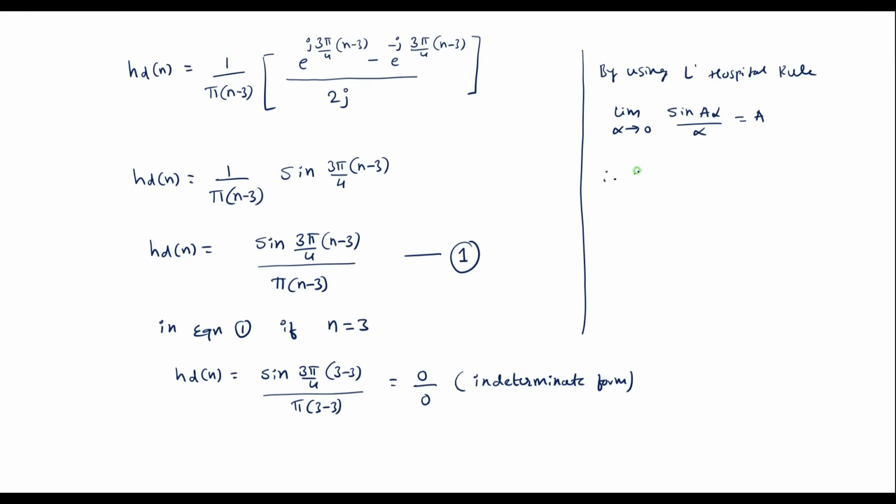So therefore equation 1 can be written as hd of n is equal to, so here we can see that alpha is equivalent to n minus 3 and a is equivalent to sine 3 pi by 4 divided by pi. So its value will be equal to a. So a is 3 pi by 4 divided by pi, that is nothing but 3 pi by 4 into 1 upon pi, that is nothing but 3 by 4.